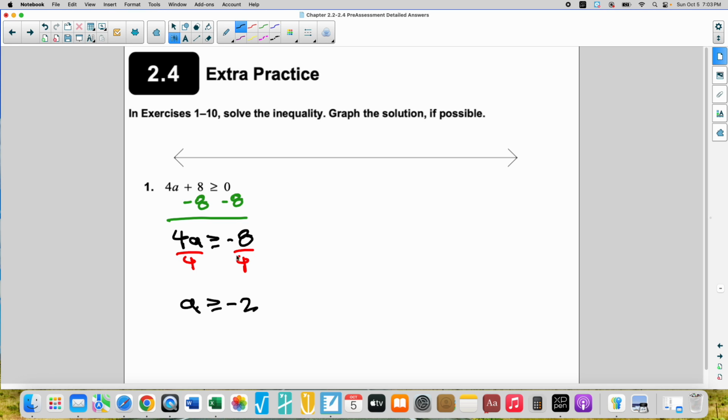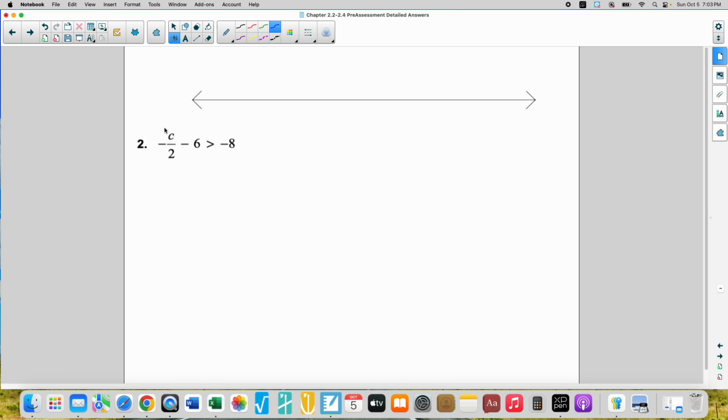We don't flip this inequality because we divided by a positive number. And now we'll graph 0, -2, closed circle because it's equal to, and greater than, so it's going to the right. Again, two-step equation. We're going to get rid of addition and subtraction first.